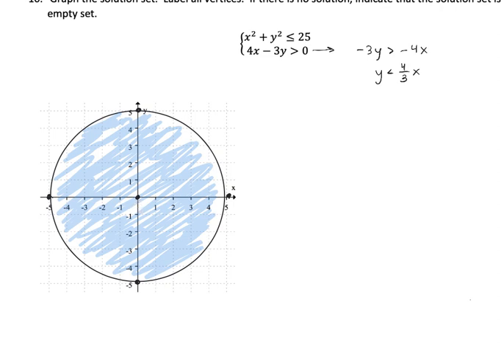The y-intercept is 0. Here we have a slope of 4/3, up 4 and over 3, which would get us our next point. So from the origin, we go up 4 over 3. And this one is going to be a dotted line because it is just less than, not less than or equal to. So we have a dotted line.